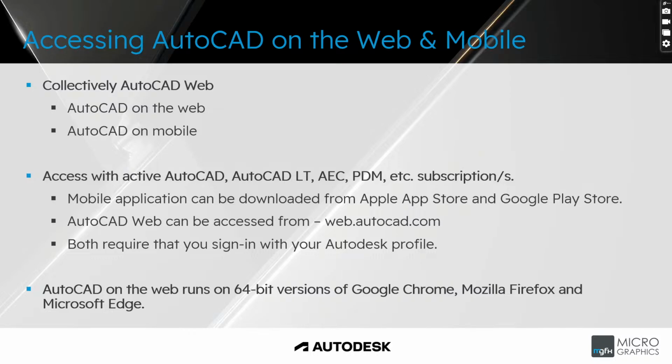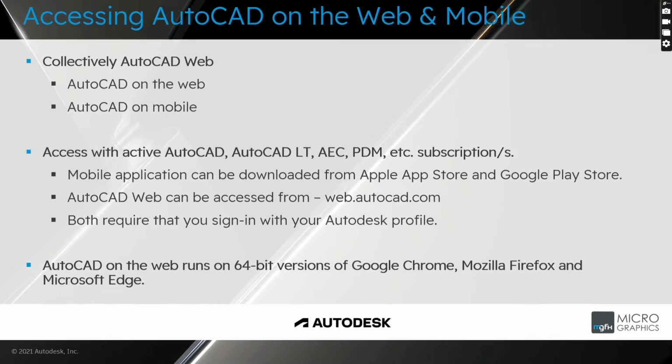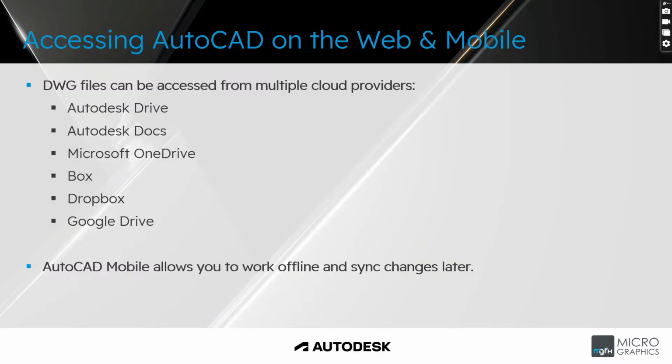AutoCAD on the web runs on 64-bit versions of Google Chrome, Mozilla Firefox, and Microsoft Edge. So please don't try to use any other browsers. I haven't tried it myself, but know that these are the stable browsers that you can use. DWG files can be accessed from multiple cloud providers through AutoCAD on the web. These include Autodesk Drive, Autodesk Docs, Microsoft OneDrive, Box, Dropbox, and Google Drive. And then AutoCAD Mobile allows you to work offline on a drawing and synchronize your changes later.